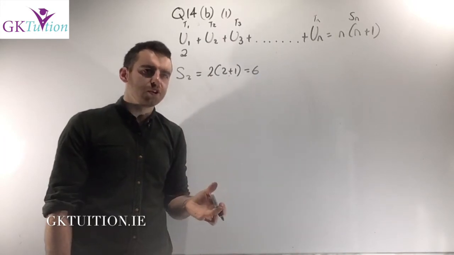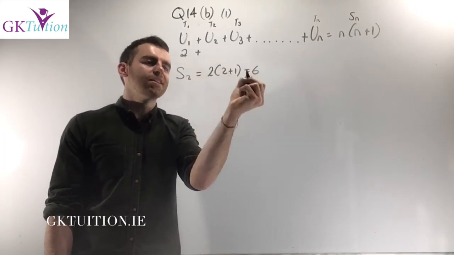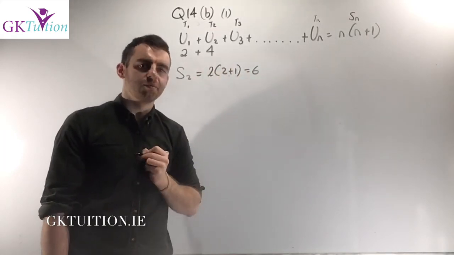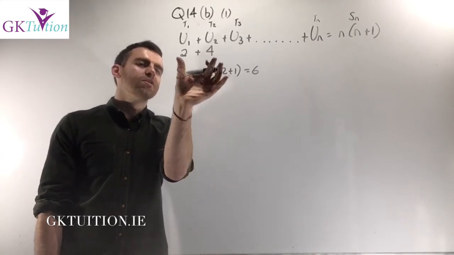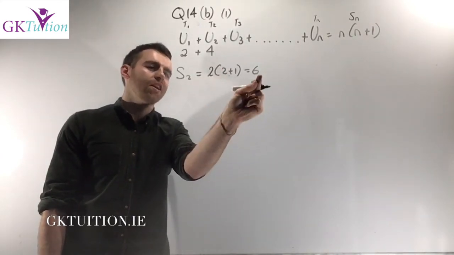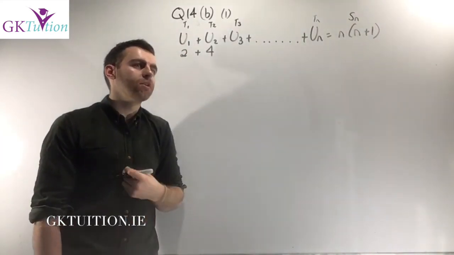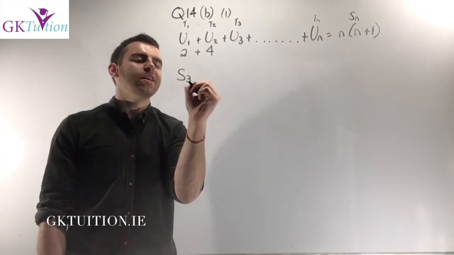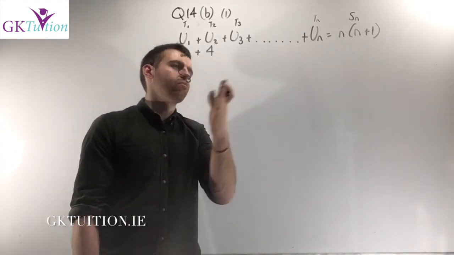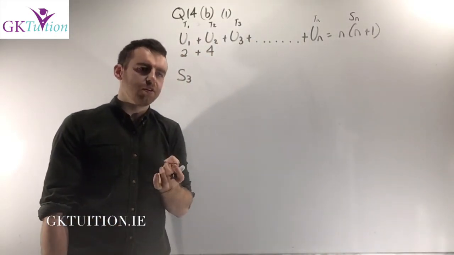If the first 2 terms add up to 6, and I know that the first term is a 2, then 6 minus 2 tells me that the second term is 4. Now I know the first term is 2, the second term is 4, because the first 2 terms add up to 6. So that's fine. I can continue on now and work out what the third term is. In order to work out the third term, I'm going to hone in on S3. S3, if I subbed into this, will tell me what the sum of the first 3 terms is.